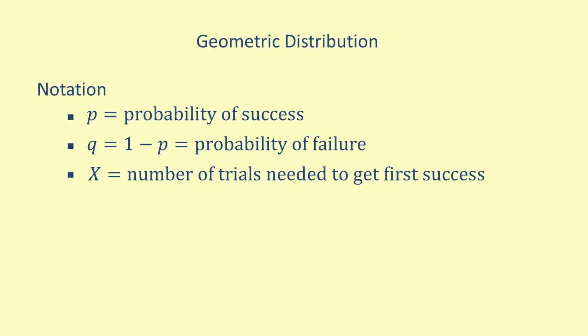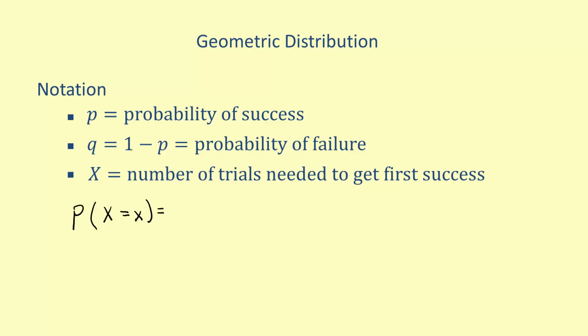X is a random variable representing the number of trials needed to get the first success. Since it's a random variable, we write X as a capital letter. Now let's figure out how to find the probability that the X trial is the first success. We'll write this probability as P of uppercase X equals lowercase x, representing the probability that random variable uppercase X is equal to some specific value lowercase x.